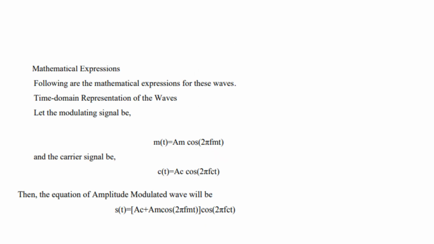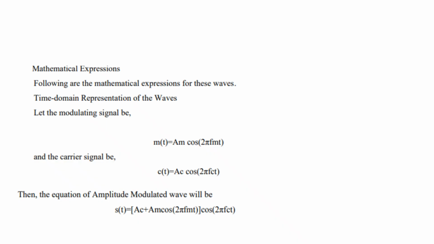Next is the mathematical representation of the amplitude modulated signal. Since we have considered two signals, the message and the carrier, here we are representing the mathematical expression of the signal in the time domain. First, let us consider the message signal. Other names of the message signal are modulating signal, input signal or baseband signal. All these represent the message signal.